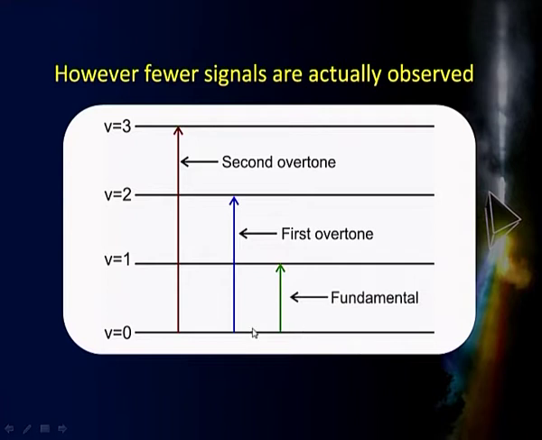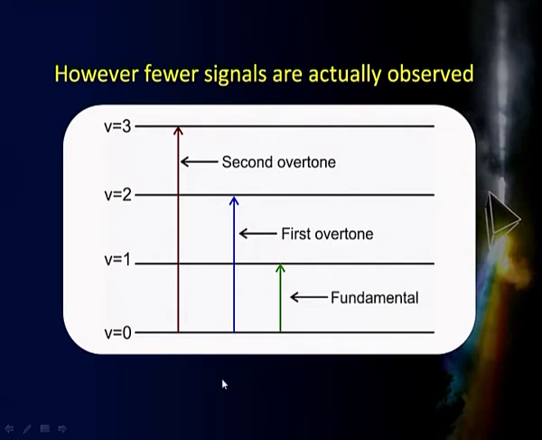The first one is called a fundamental, that means a transition from V is equal to 0 to V is equal to 1 level is called a fundamental vibration, that is observed very significantly. In addition to that, we have something called the first overtone, which corresponds to a transition V is equal to 0 to V is equal to 2 level, and a second overtone from V is equal to 0 to V is equal to 3 level.